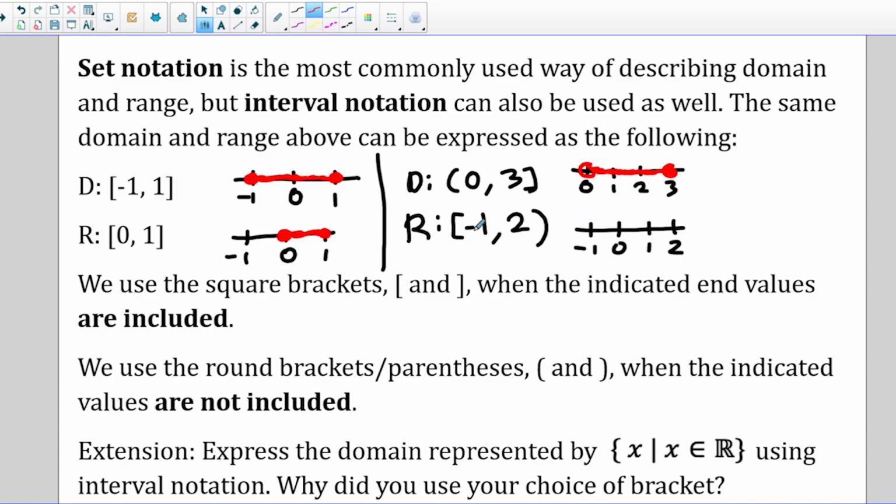Now for the range, we are going to include the -1, so I'm going to draw a circle, but I'm going to fill it in this time. We're going to go all the way up until +2. And we'll see that because of this round bracket, we are not including the +2. So I'm going to draw a circle and not fill it in. I'm going to leave it an open circle to show that the 2 is not included in this range. So typically in grades 11 and 12, most math teachers will use set notation, but interval notation is just another neat way to express the domain and range of a function.